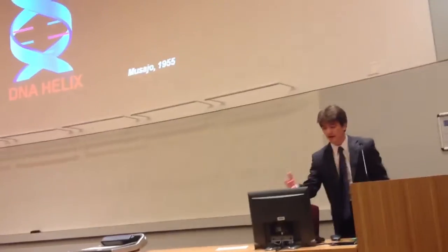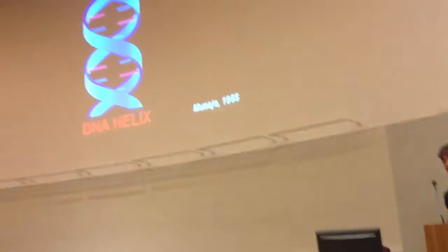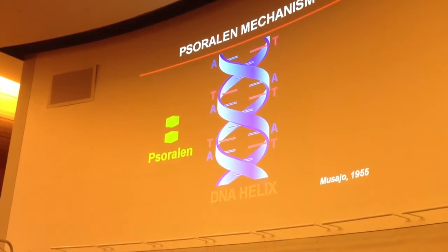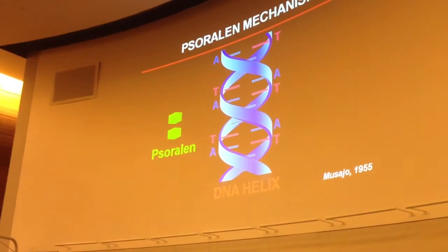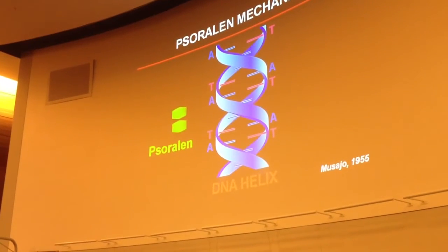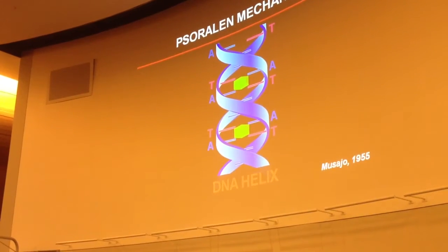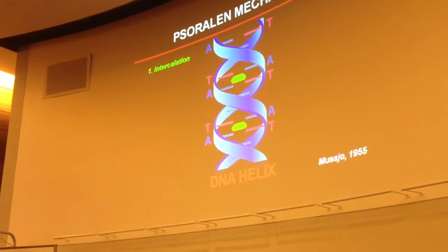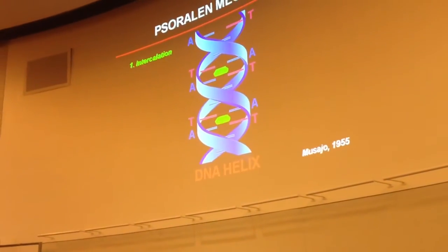So a major discovery came in 1955 by Musajo, and essentially he characterized psoralen's interactions with DNA. So psoralens have a natural affinity for adenine and thymine sites in the DNA sequence. And they migrate, and the thin structure of the psoralen molecule allows it to slide right in between the DNA base pairs. And this is known as intercalation.